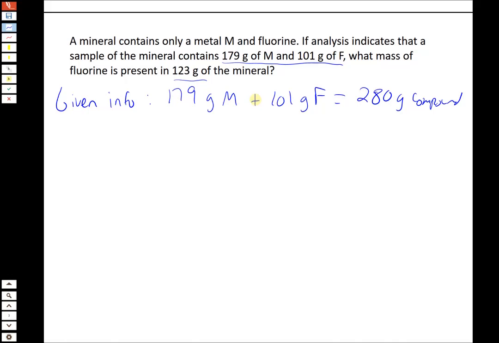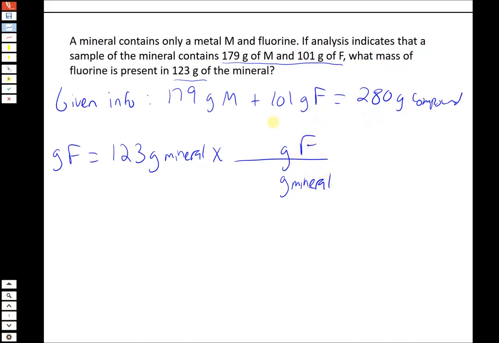So then we just have to write out what we're looking for. We're looking for the grams of fluorine that are present in 123 grams of the mineral. So that's going to be our starting point for the calculation. We have 123 grams of mineral, and we're trying to figure out how much fluorine is in there. And so we're going to multiply this by the appropriate ratio. We want grams of mineral to cancel, and we're going to find grams of fluorine. And we found from our given information that there's 101 grams of fluorine for every 280 grams of the mineral or the compound. Alright, so we're just going to multiply by that ratio.